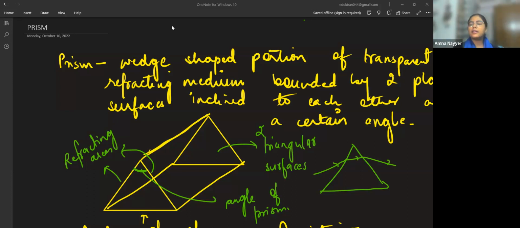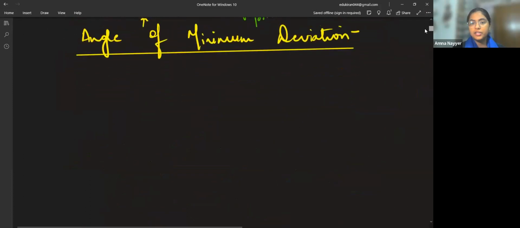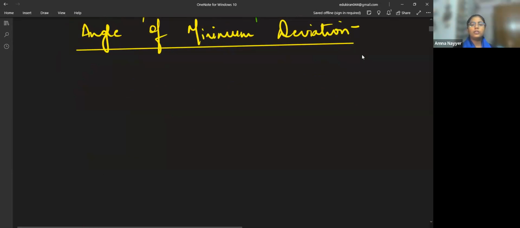Fine, class. So we had started with prism. This is the last topic of ray optics. What is a prism? A prism is not just a triangle that we see. A prism is a wedge-shaped object, meaning two triangular faces and three rectangular faces are kept like this, then one like this. In this manner, it is constructed. So you have a condition which is known as angle of minimum deviation, that I wanted to discuss with you.